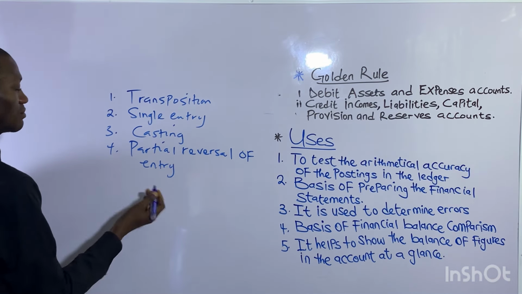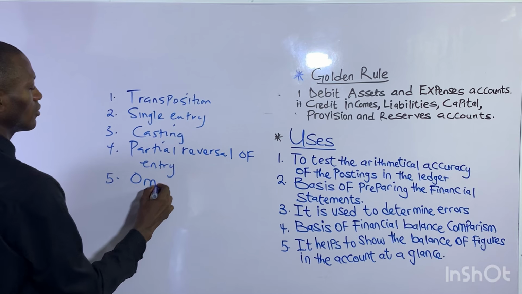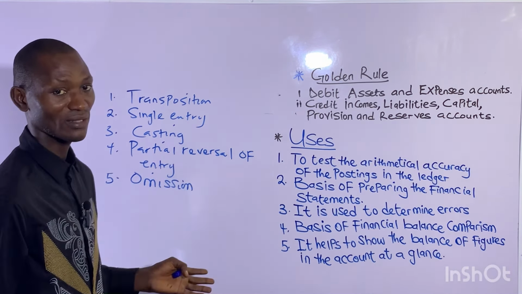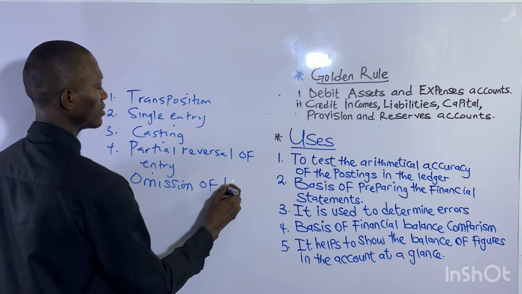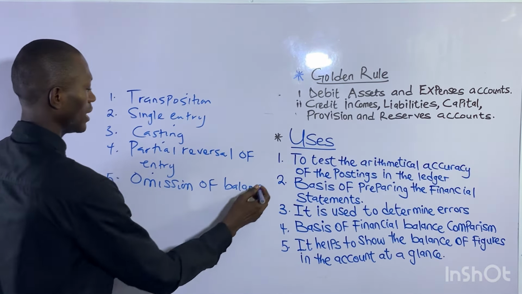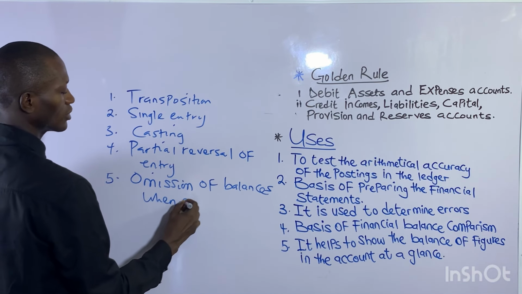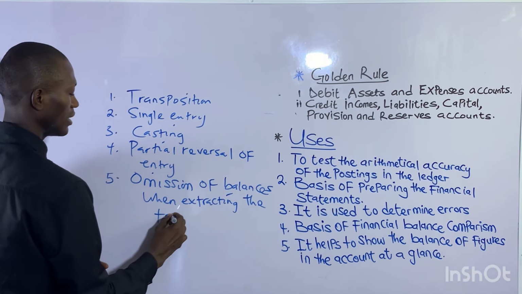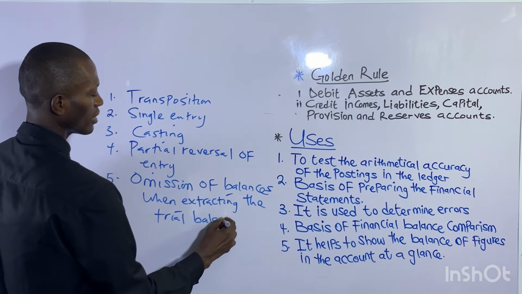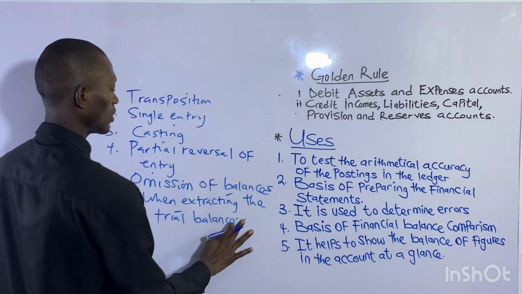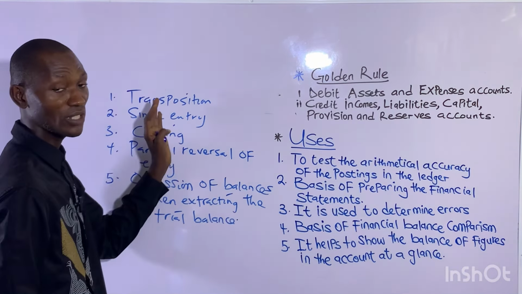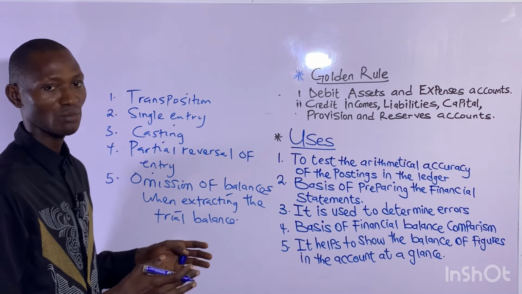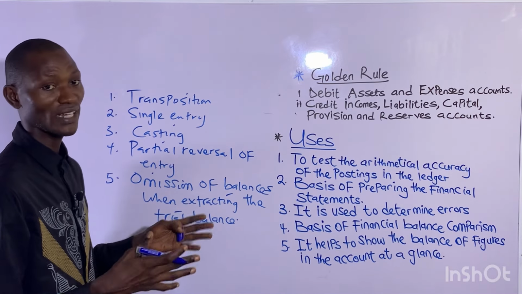Then last but not least, we have omission of balances when extracting the trial balance. So when any of these errors occur, you will have the agreement of the trial balance affected, meaning that the two sides will not be the same.